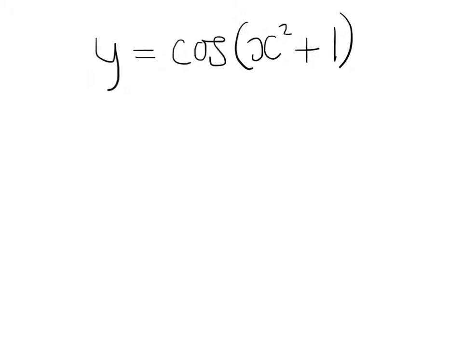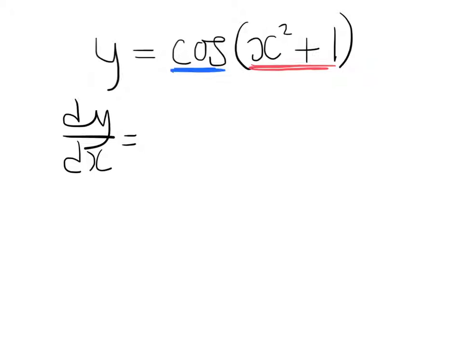So now we want to see which is the baby. This is the baby. What's the mum function? The mum function is cosine function. So dy by dx is, if we differentiate the mum function, which is cosine, we get minus sine. And then we leave the baby in the brackets, so x squared plus 1.